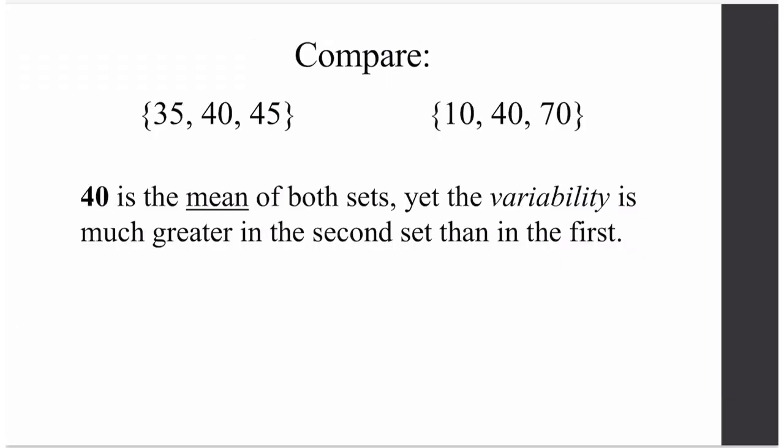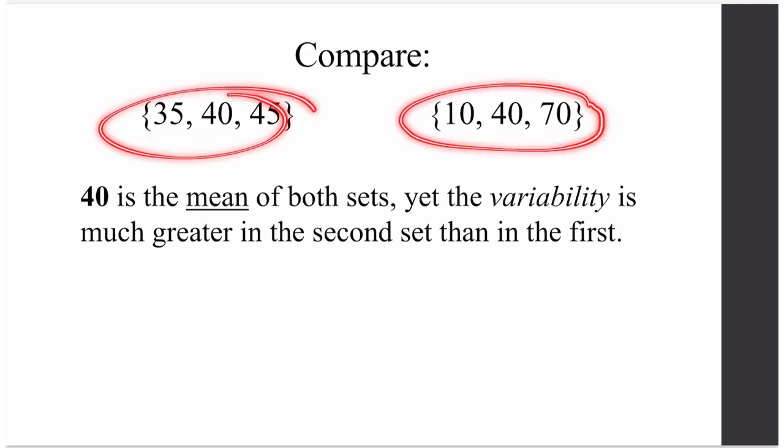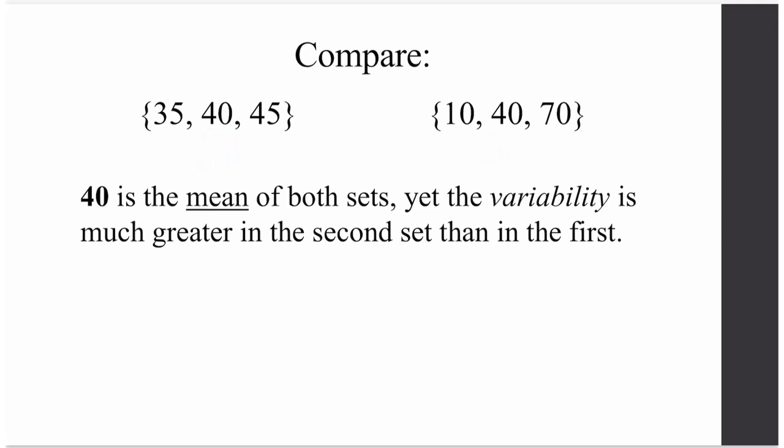Before we get into calculating the standard deviation, let's compare. We have two data sets here. This one is a 35, 40, 45, and this one is a 10, 40, and a 70. Both of them have the same mean, or the same measure of center, which would be 40. But this one here on the right is obviously more variable. It has a lot more variety, or the range is higher for this particular set of data. So while they have the same mean, this one is a more varied data set.